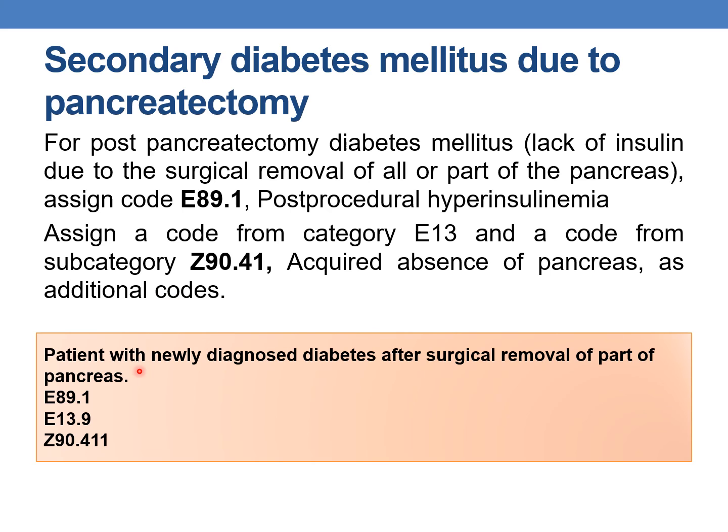Let us see an example. Patient with newly diagnosed diabetes after surgical removal of part of pancreas. The codes are E89.1 followed by E13.9. This indicates post-procedural diabetes mellitus, followed by Z90.411, which indicates the acquired absence of pancreas.